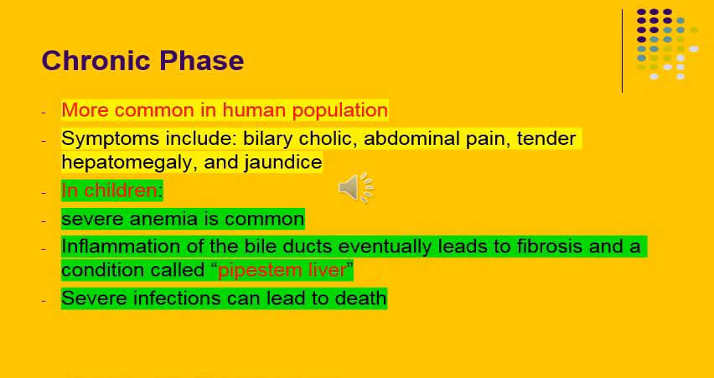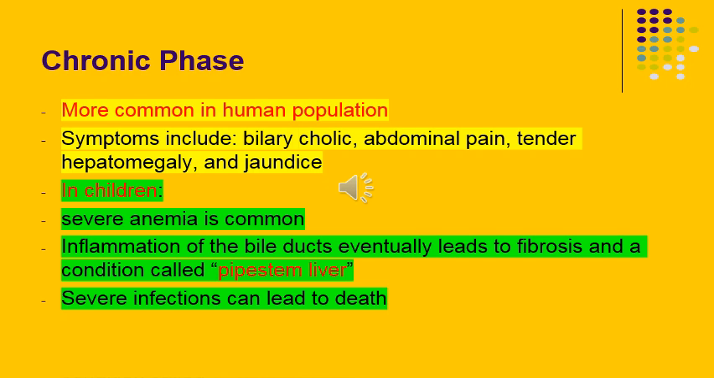The second phase is chronic phase. It's more common in human population. Symptoms include biliary colic, abdominal pain, tender hepatomegaly, and jaundice. But all this happens in adult human. But in children, it is a little bit different.